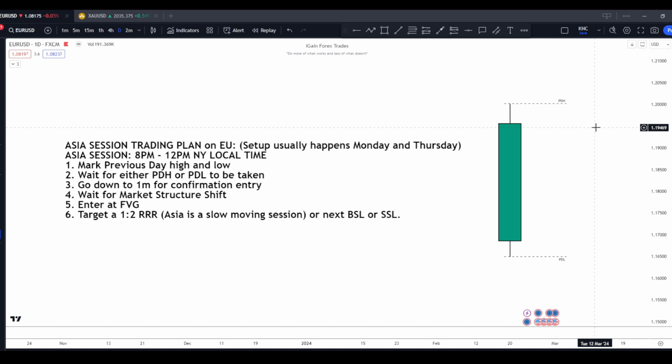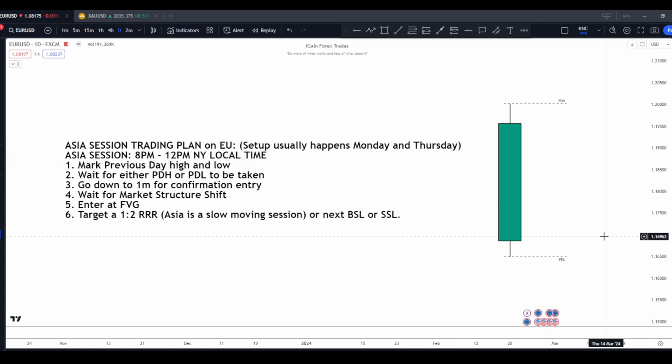So for those who don't know the Asia session time, it's usually at 8 p.m. and 12 p.m. New York local time. If you are not living in New York, you can adjust your time zone here below. Since I'm in the Philippines, my time zone is UTC plus 8, so that's the opposite time of New York local time. That's 8 a.m. and 12 a.m.